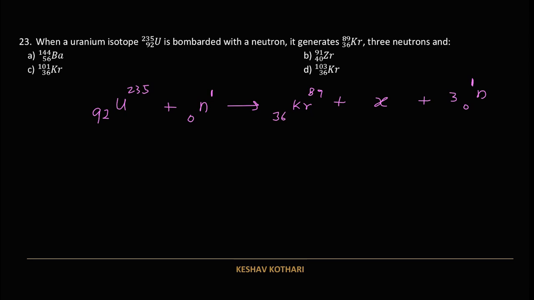Then we end up getting 56 and 144, which is for barium. So it is applicable for barium, and moreover this equation is very popular and is often remembered by the aspirants. So for this particular problem, option A is correct, that is Ba 56 144. Let us move to the next problem.